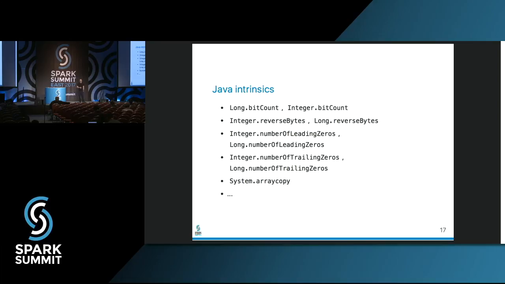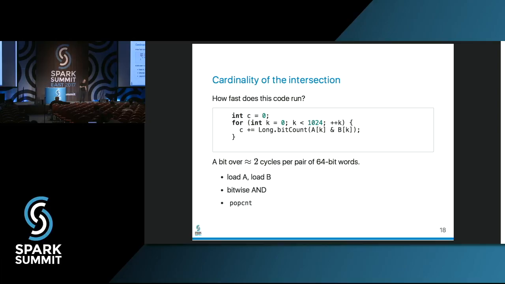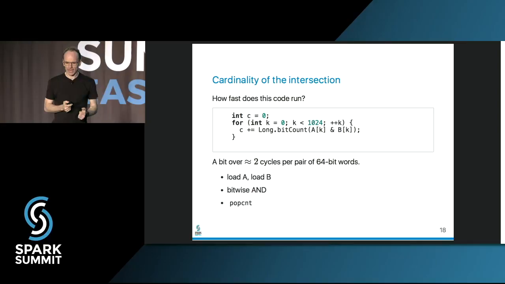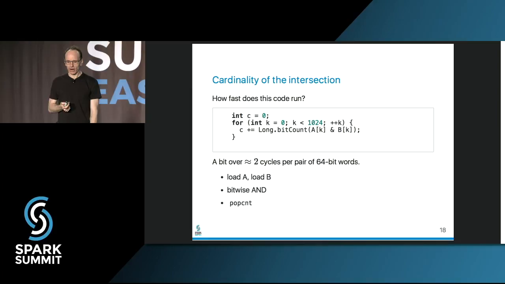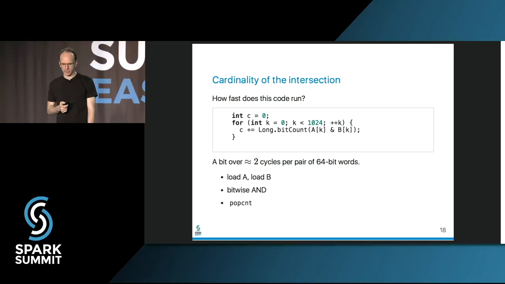Life is beautiful. So, if you have modern hardware, which is basically almost all hardware these days, then how fast will this code run? Well, it's going to use about 2 cycles per pair of 64-bit words. So it's fairly fast, right? If you have 1,000 pairs of words, then it's going to be about 2,000 cycles. Which is fairly fast. And actually, I wish we could go even faster, and we can go quite a bit faster than that, but it's going to be hard, say, from Java to do a lot better than 2 cycles. But I think the processor could do a bit better, though.